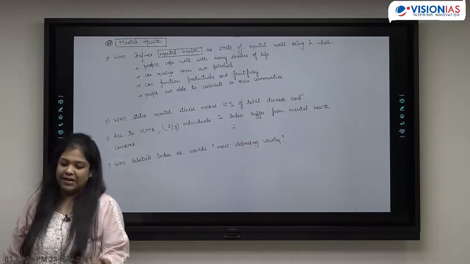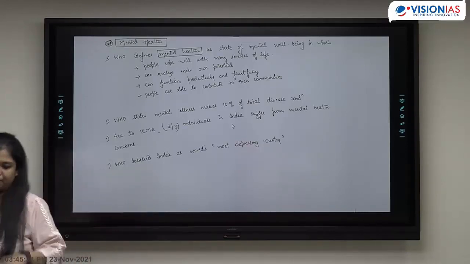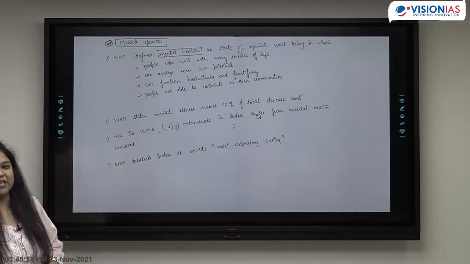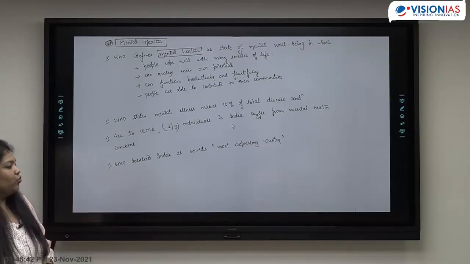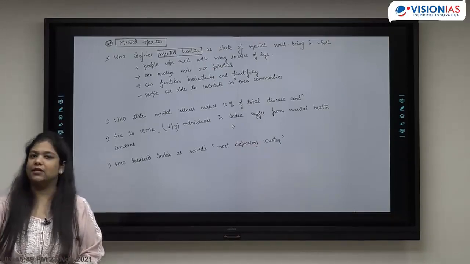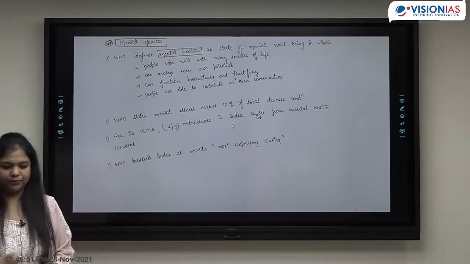WHO has termed India the most depressing country. It states that mental illness constitutes 15% of the total disease burden. According to the Indian Council for Medical Research, 1 out of 7 individuals in India is suffering from mental health concerns.